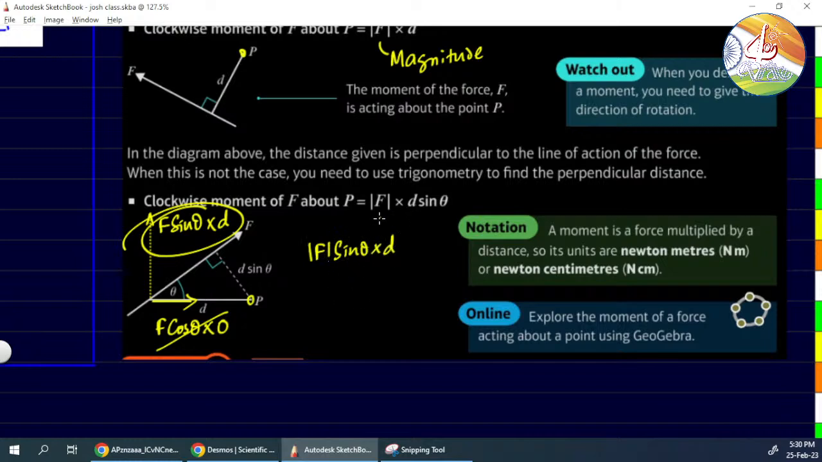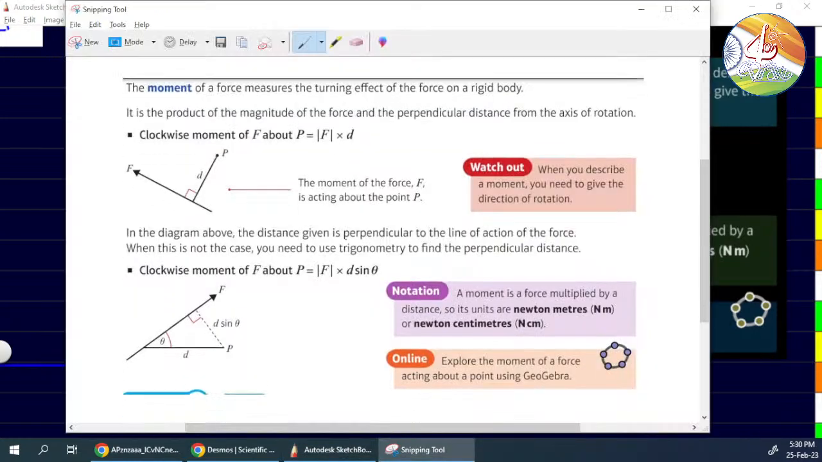Are both these equations the same now? Yes. We have just rearranged the sine theta. So we can either go ahead and take the component of force or we can go ahead and take the component of distance. So both ways we can apply here. So this is done.